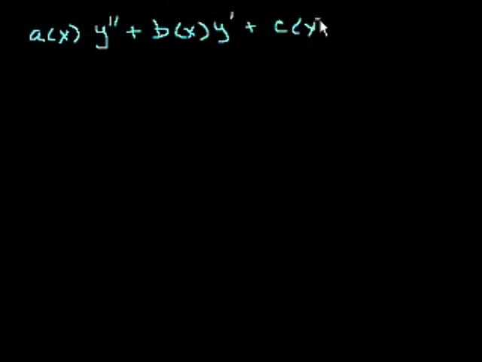So what is a linear second order differential equation? I think I touched on it a little bit in our very first intro video, but it's something that looks like this. If I have a of x, some function only of x, times the second derivative of y with respect to x, plus b of x times the first derivative of y with respect to x, plus c of x times y, is equal to some function that's only a function of x.